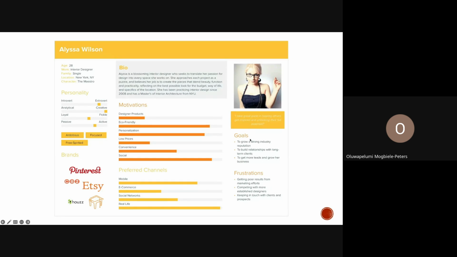Our goal, from our ambition, is to grow a strong industry reputation. She wants to be known. She wants to be known, should be a brand name in the industry. Remember, like we said, not entry-level people. Somebody that is a master of our trade. She wants to build relationships with long-term clients. She wants to get more leads and grow her business.